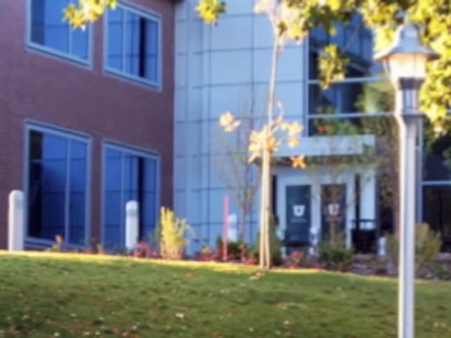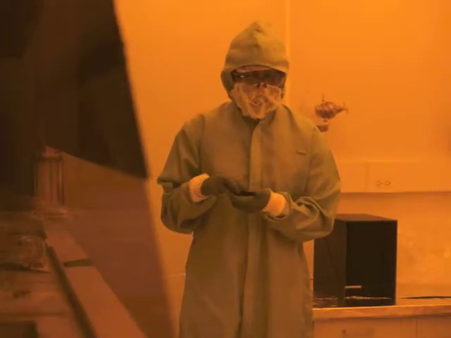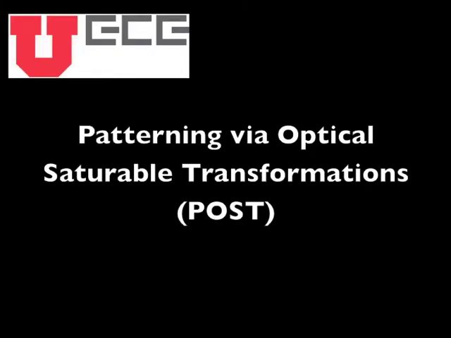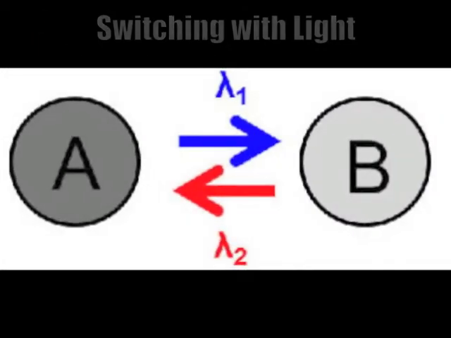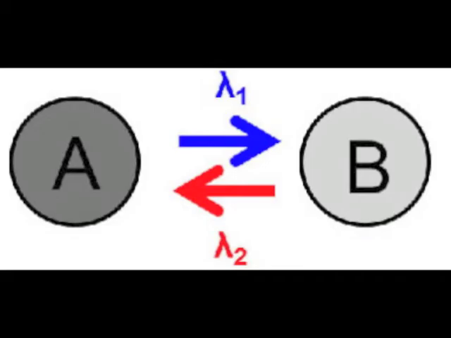The Laboratory of Optical Nanotechnologies at the University of Utah is currently working on a novel technique to circumvent the resolution limit of optical nanolithography. One such approach for fabrication of diffraction-limited features over large areas is called patterning via optical saturable transformations, or POST. POST exploits unique combinations of spectrally selective reversible and irreversible photochemical transitions between two states A and B to achieve deep subwavelength resolution at low light intensities.